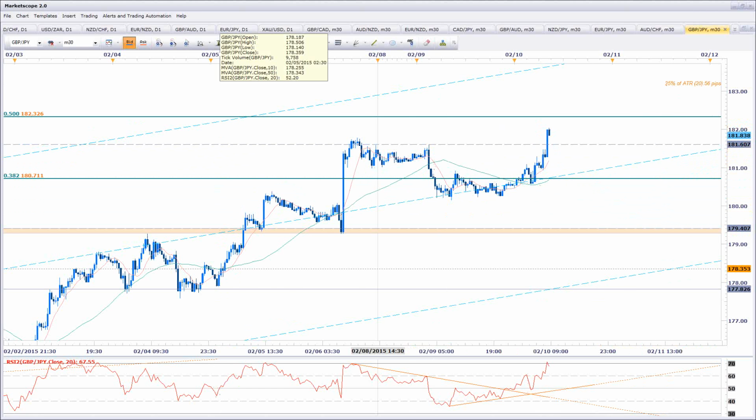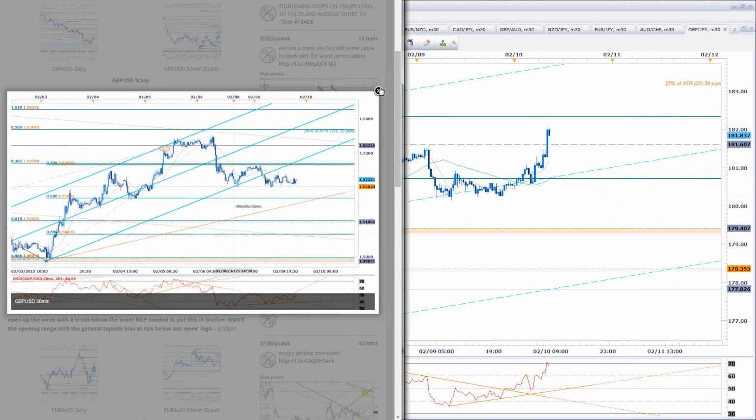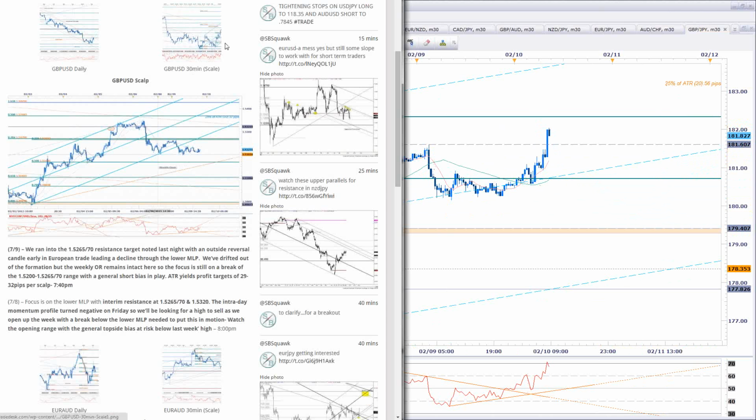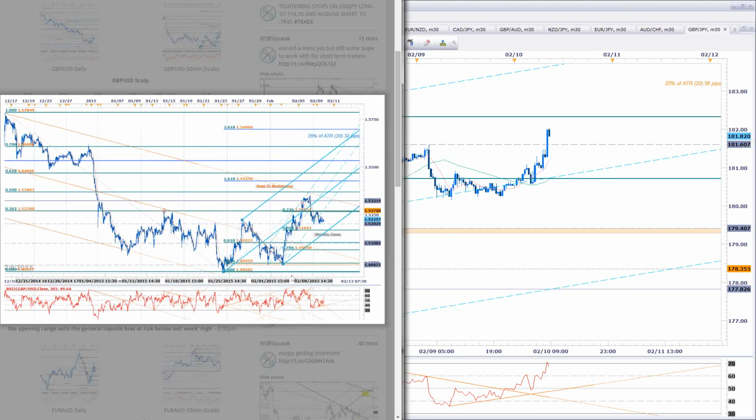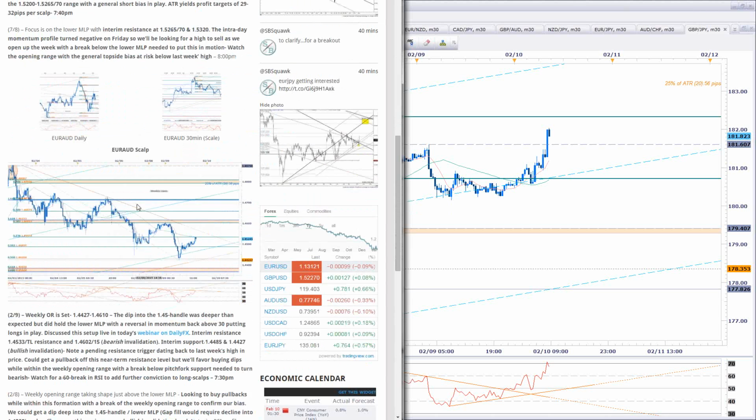All right, so back to the intraday page. Again, guys, you can always click on the scale here to see the broader structures of what we're trading in. So that's there for your benefit. The Euro Oz.